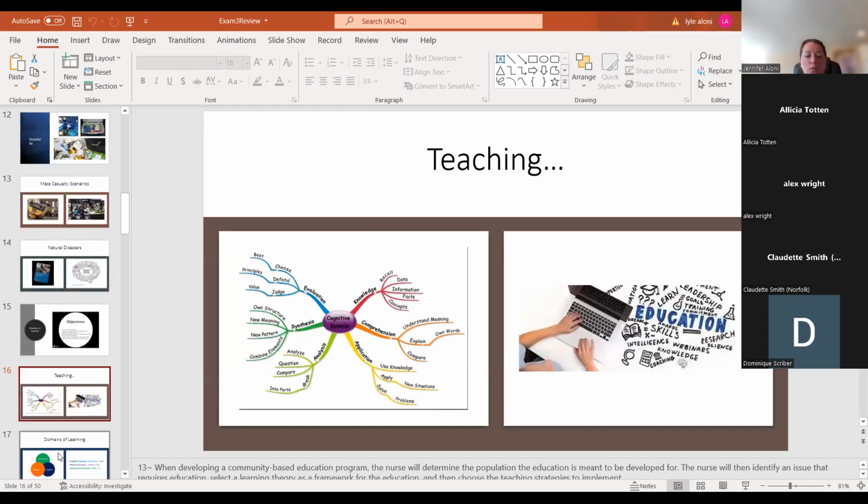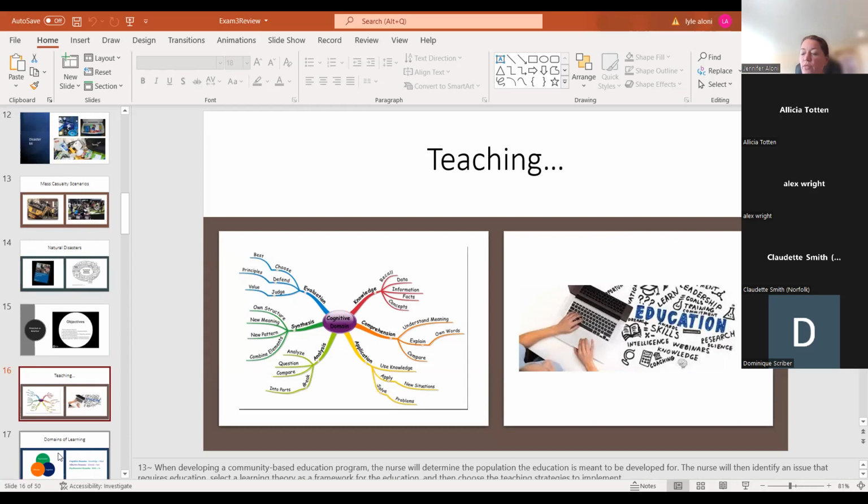All right. When we're looking at teaching and education, we covered this in class a couple weeks ago. So in developing a community-based education, we need to make sure we determine our boundaries, just like in a windshield survey. When we're teaching, we need to know who we're teaching to, right? And then we look for what the problem is or what we need education on, select one of the theories that we talked about, and then choose how we're going to do our strategies.